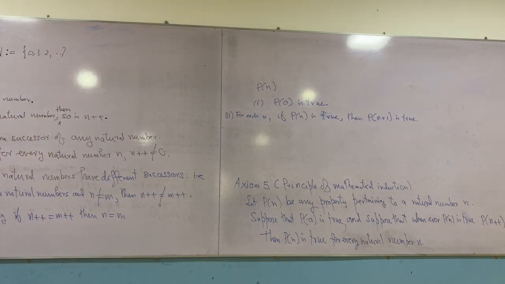So the first one is 0 is a natural number. The second says if n is a natural number, then so is n plus plus. N plus plus never will be equal to 0. And if n plus plus is equal to m plus plus, then n is equal to m. And the fifth is the principle of mathematical induction. These are our 5 axioms.